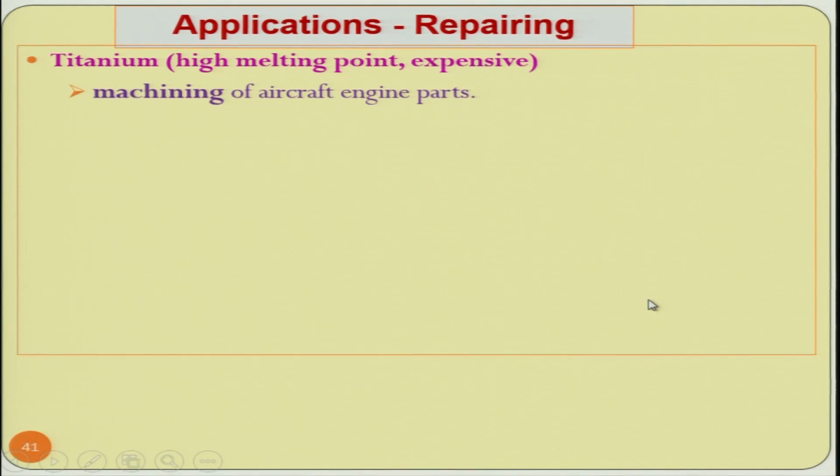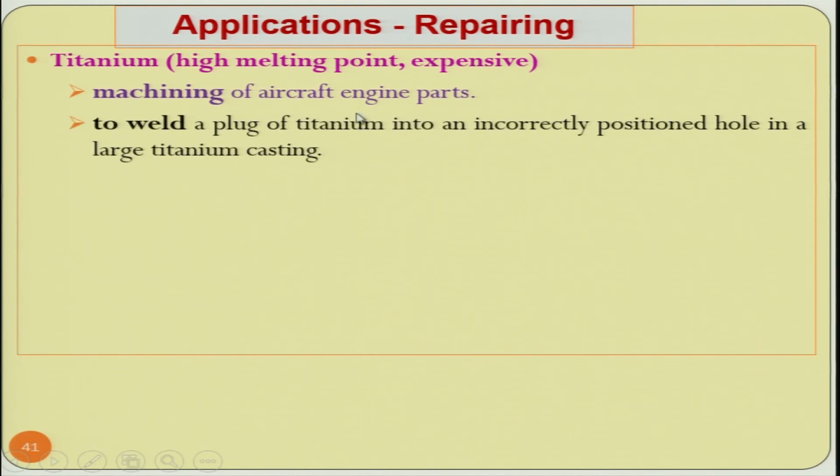Now, for repairing purposes also you can use this particular process, for a very high cost component definitely, titanium material, high melting point, expensive, machining of aircraft engine parts. For that purpose you can use electron beam machining as well as electron beam micromachining. It can be used to weld a plug of titanium into an incorrectly positioned hole in a large titanium casting. Suppose this is a large titanium casting and by mistake you have drilled a hole here, which will spoil or reduce the performance.